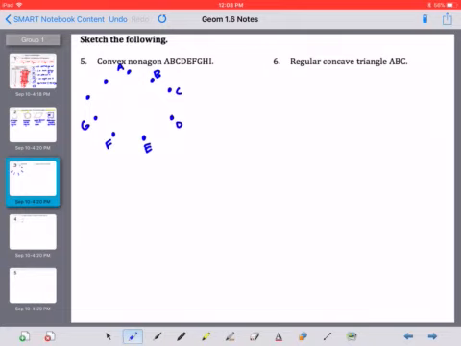I always find myself singing the alphabet song when I label points.